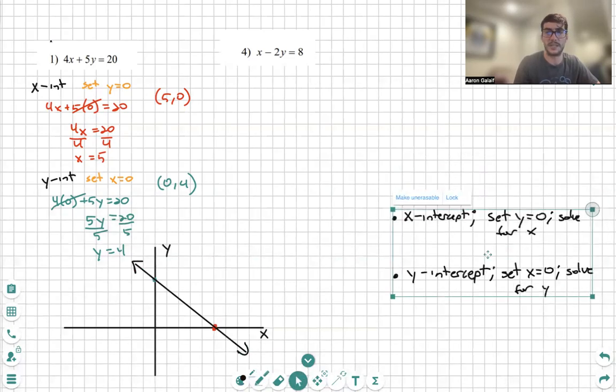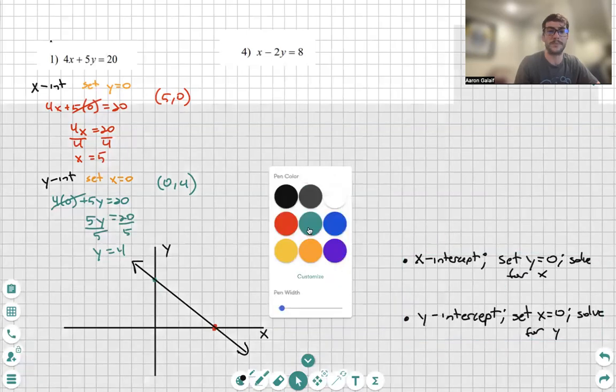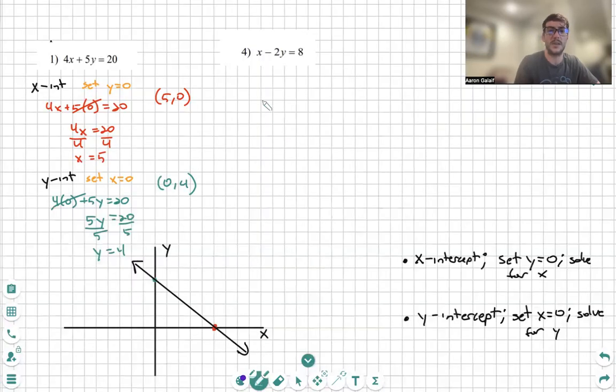Let's push these guys below. Cool. So next, we're going to solve for the x-intercept first. Set y equal to 0. So we go x minus 2 times 0 equals 8. We can ignore that because that's just going to be equal to 0. x is equal to 8. Rewrite it as a coordinate point, (8, 0).